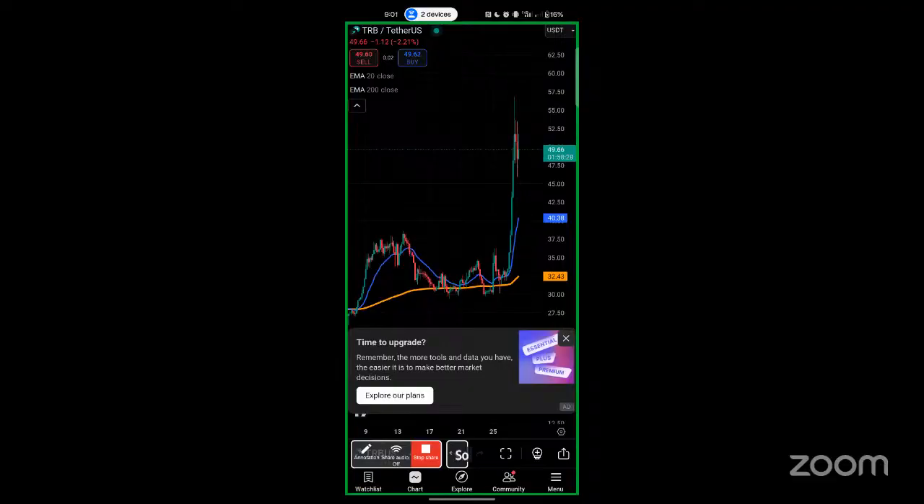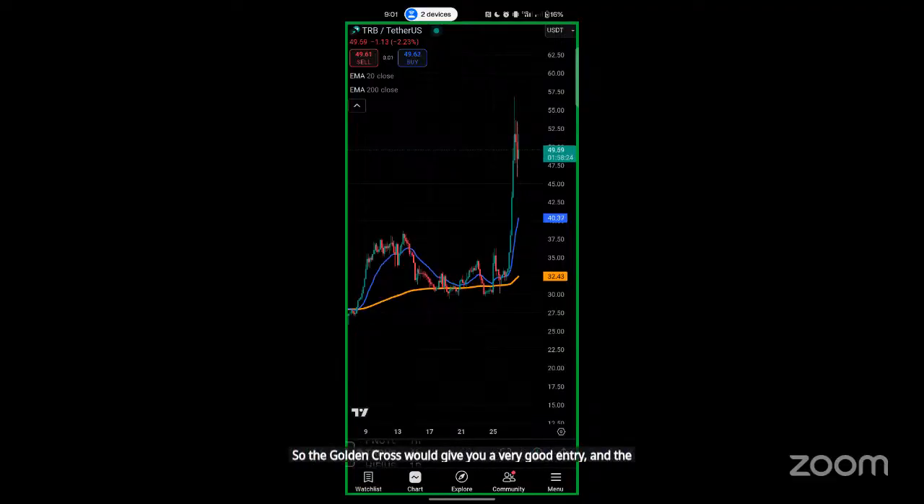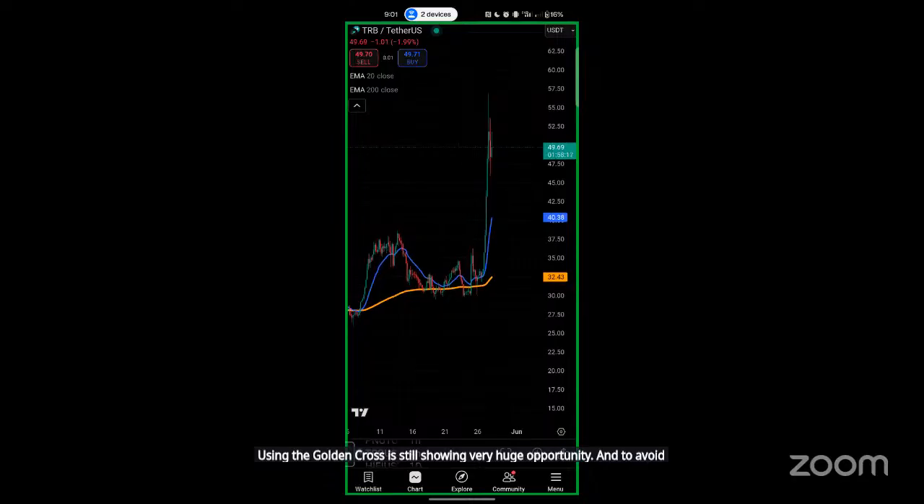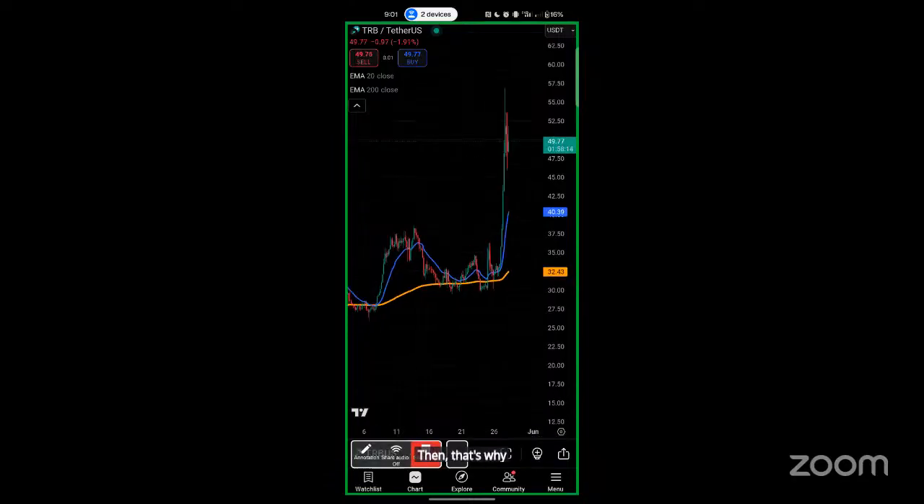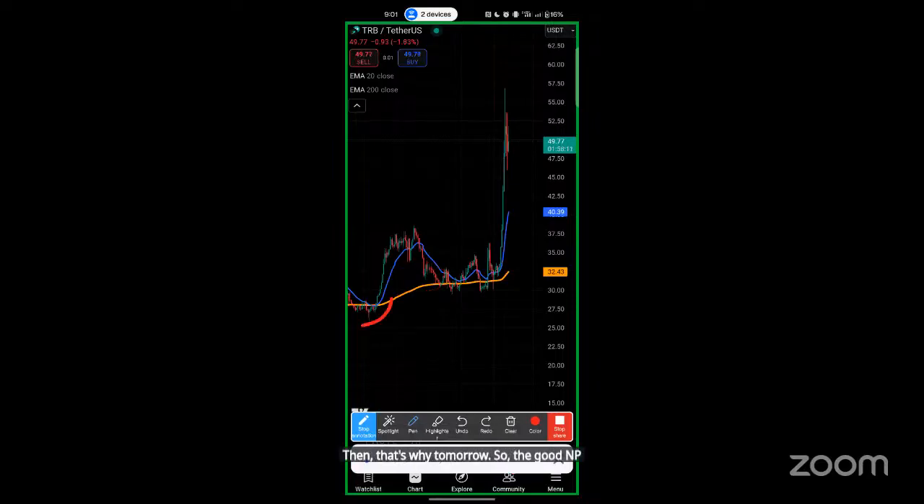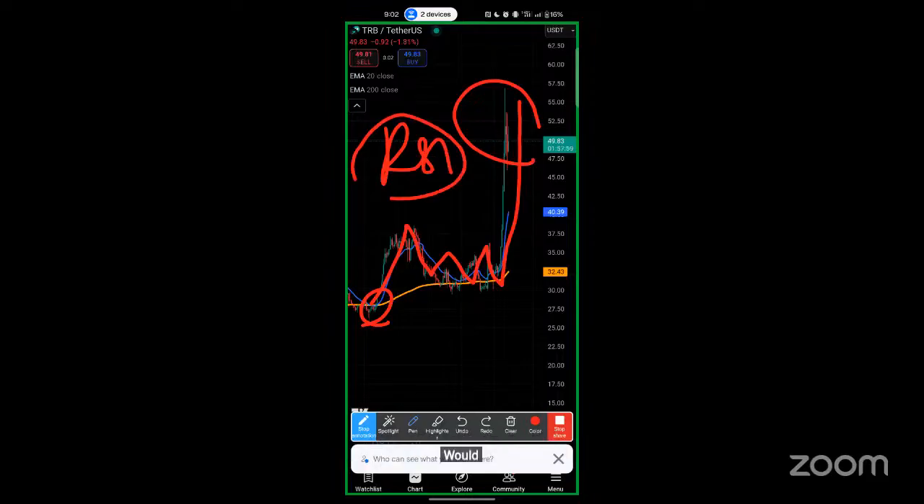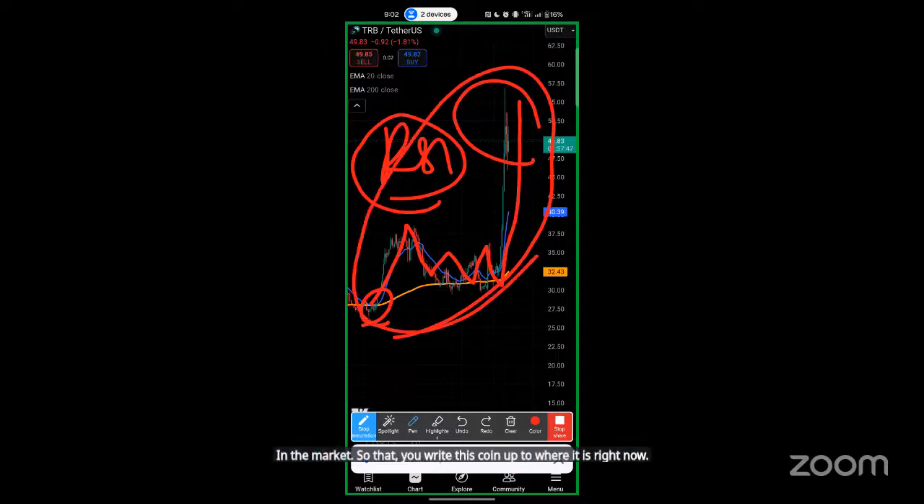So the golden cross would give you a very good entry. And the coin, using the golden cross, is still showing a very huge opportunity. But to keep enjoying these ups and downs, ups and downs, then maybe the RSI would be the perfect indicator to always give you good entries and good exits in the market, so that you ride this coin up to where it is right now. But our role is to give you entry opportunities on how you could enter and how to exit.